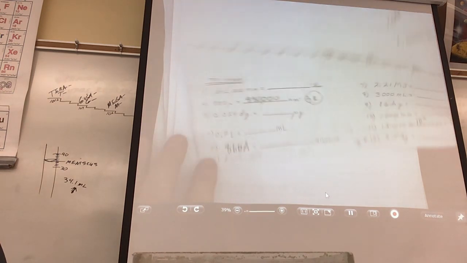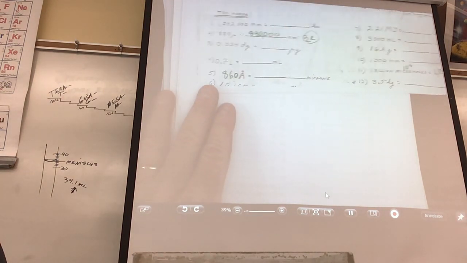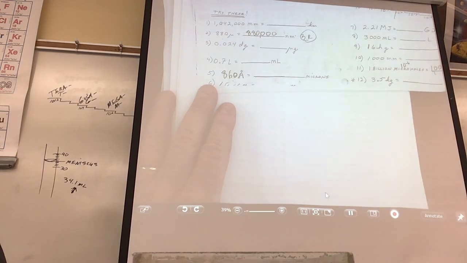All right, this is a hard one. 860 angstroms equals how many microns? Where would you find angstroms? And I just taught it today. Yes, how do you know? I just taught it today. 10 to the minus 10 meters.